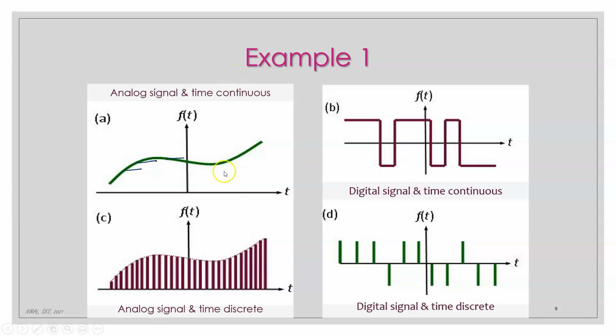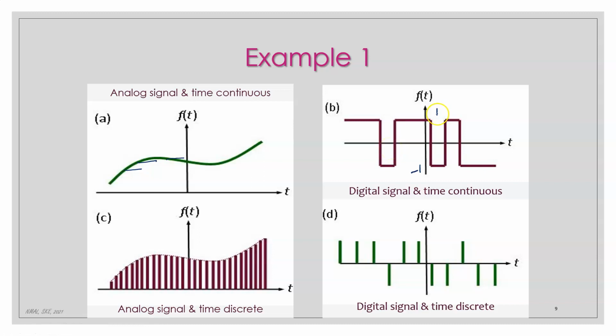But for a digital signal with continuous time, if we see the difference here, it has values at all time t, but the values are either 1 or -1. So the values can only be 1 or -1. This is only an example.